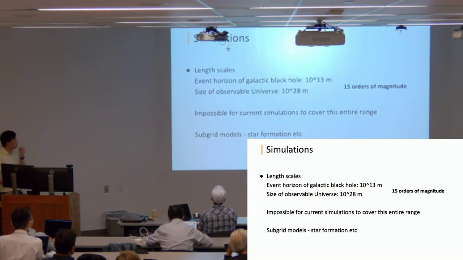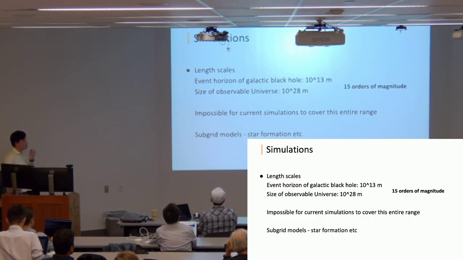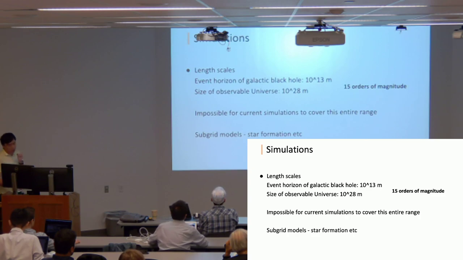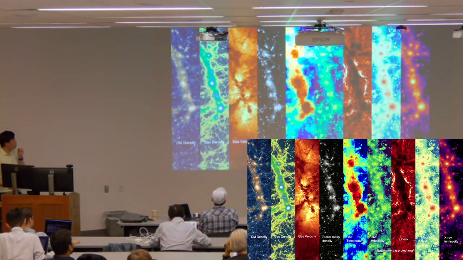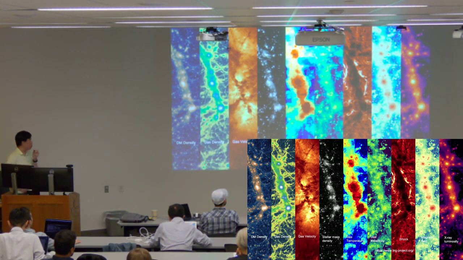So, right, first things first, we know simulation is a tool that helps us study the evolution, galaxy formation. So we have different length scales that we are interested in, and if you want to simulate the entire thing, there's 15 orders of magnitude difference, which is impossible for our current simulations to cover this entire range. So we have some subgrid models below the resolution limits to help us do all this star formation and black hole physics. But we do get nice pictures and nice results that we can analyze for different components. So this is taken from the TNG website, and you can understand the dark matter density, anything about the gas, stars, magnetic field, and even X-ray luminosity.